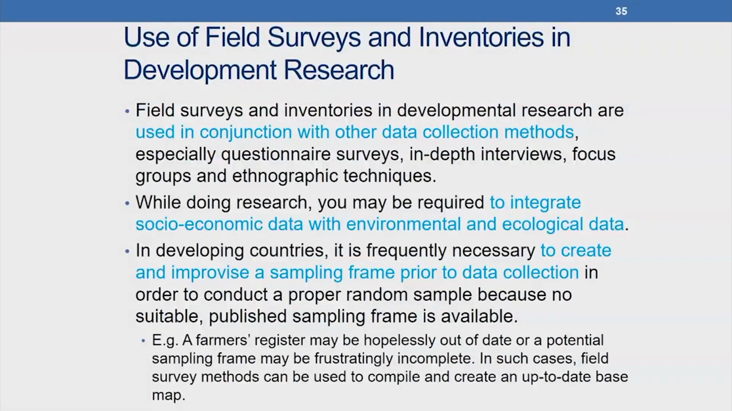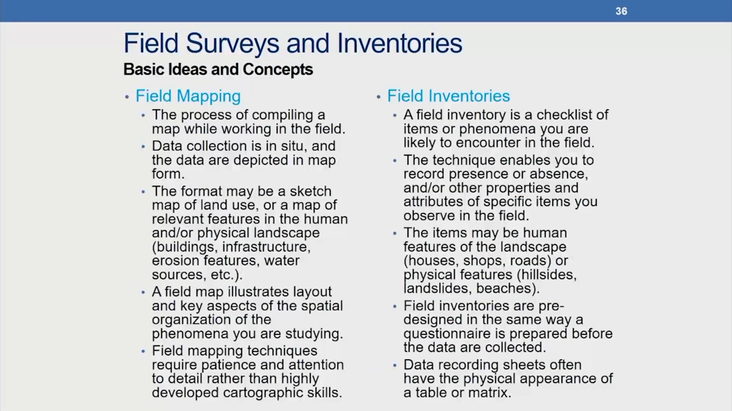So, field survey methods can be used to compile and create an up-to-date base map. Now, the basic conceptual difference between field mapping and field inventories is as follows. Field mapping is a process of compiling a map while working in the field. Data collection is in situ, and the data are depicted in a map form. The format may be a sketch map of land use or a map of relevant features in the human or physical landscape, for example, buildings, infrastructure, water bodies, irrigation facilities, and so on.